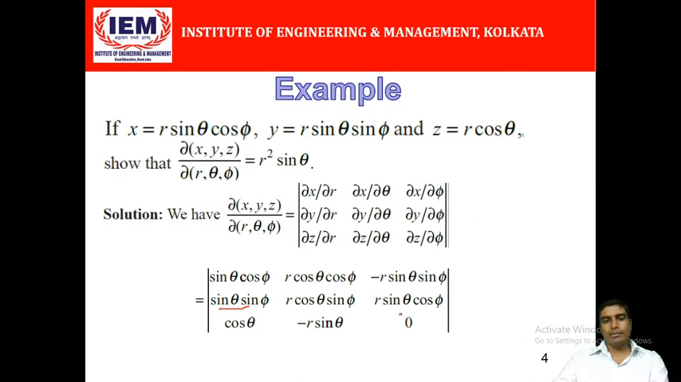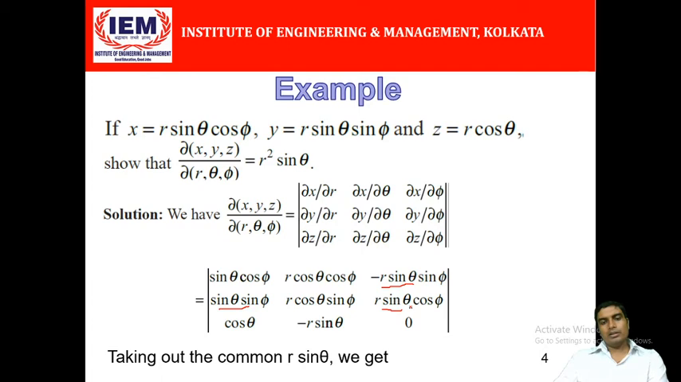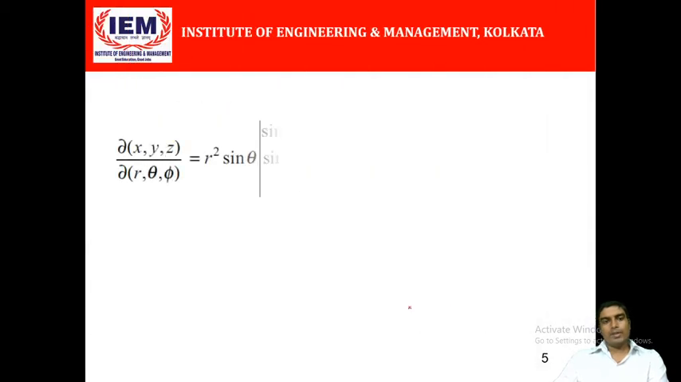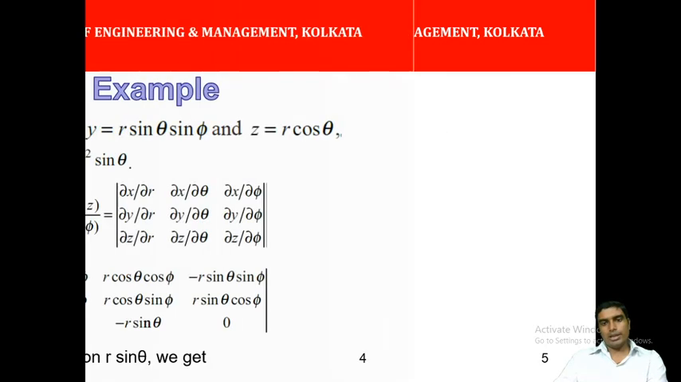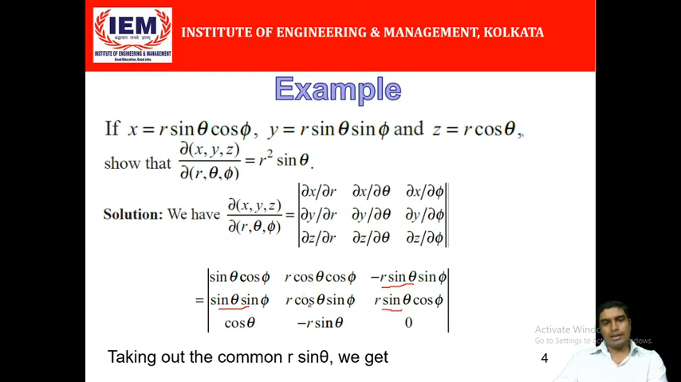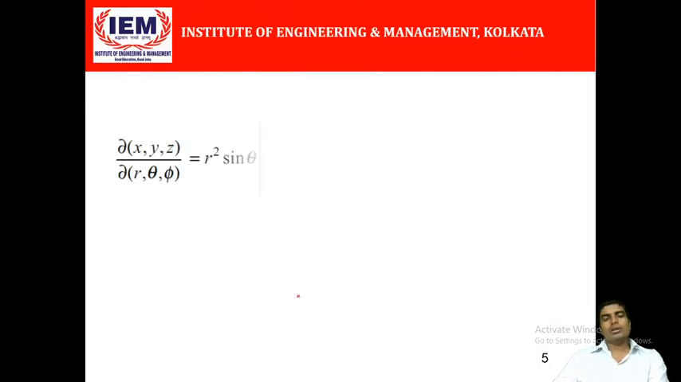Now we have to evaluate this determinant. This is a 3 by 3 determinant, and if some terms are common we can easily solve it. Let's find out. In the last column there is r sine theta common, right? So I can take r sine theta common from the third column. In the second column I can get r common. So basically r square sine theta I am taking common from this determinant.